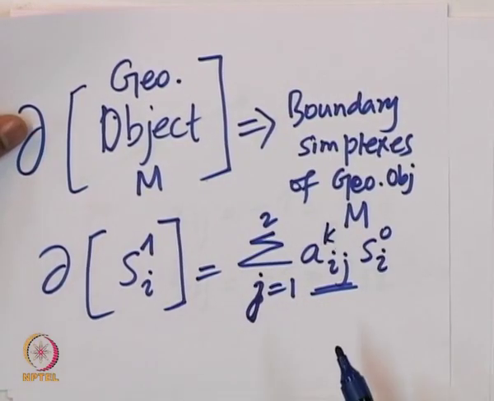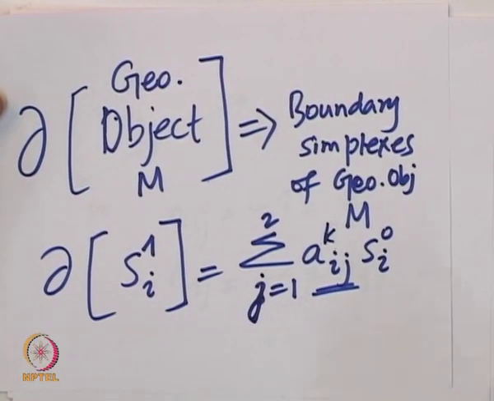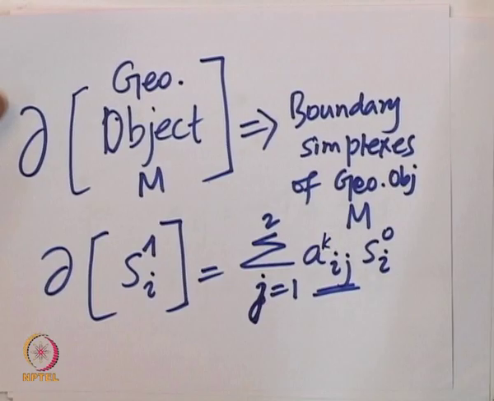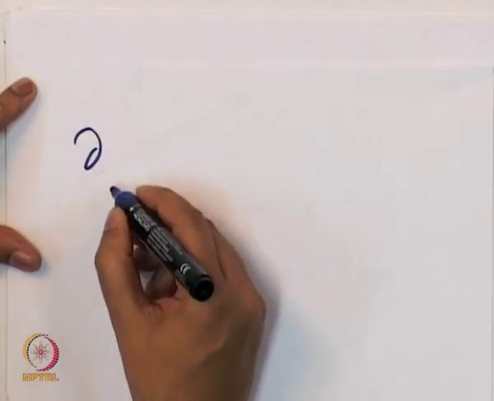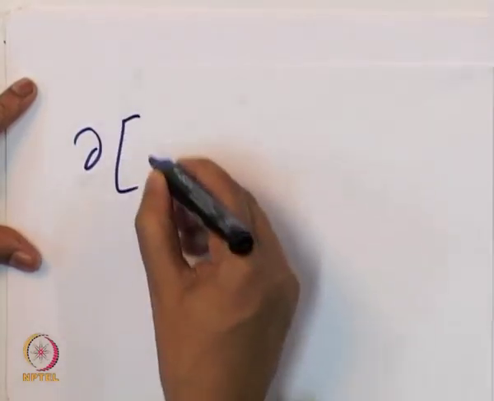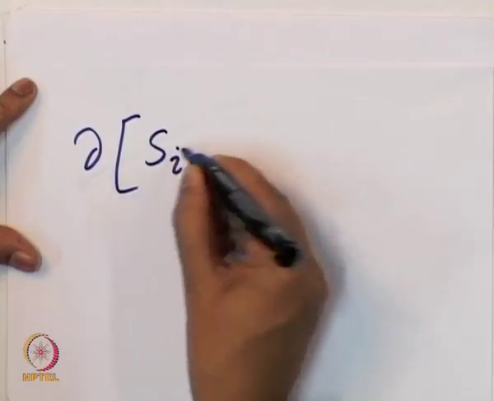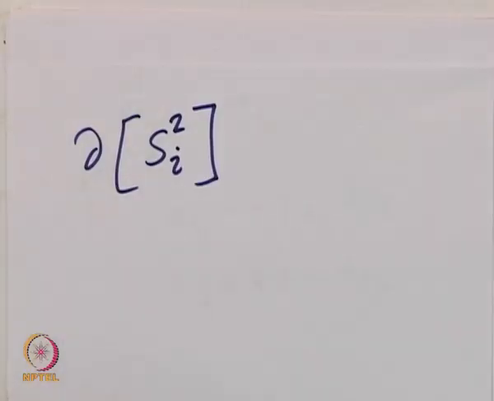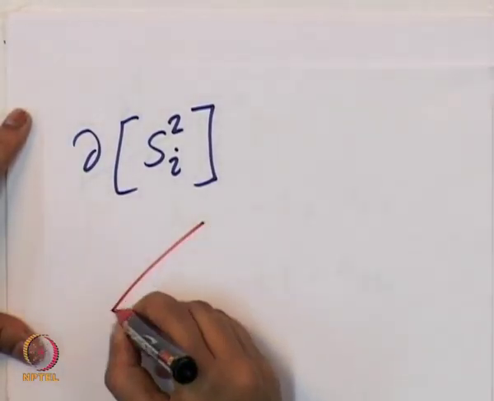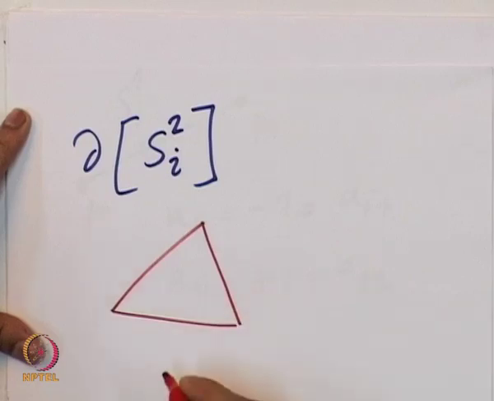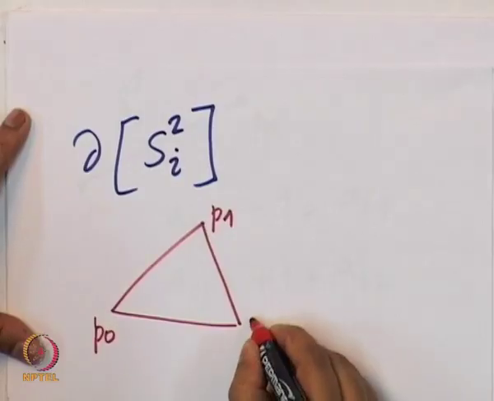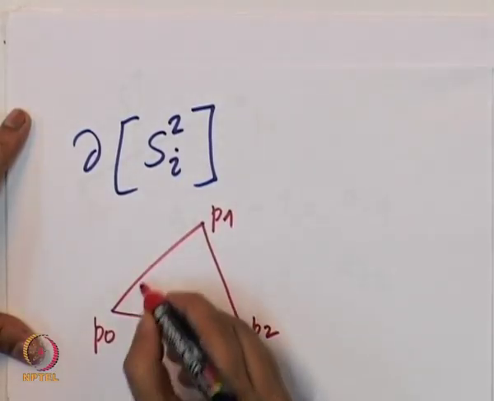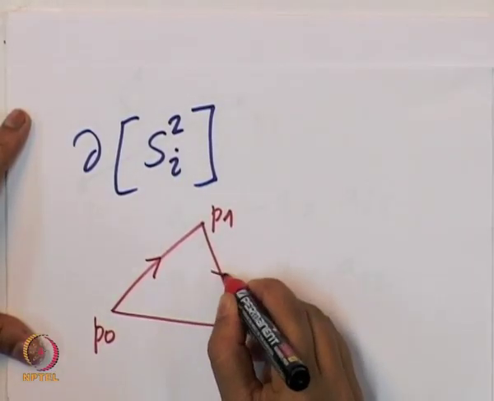So let us take the case where we are interested in looking at a 2 simplex boundary operator. So let us say we have a boundary operator operating on a 2 simplex written like this, and let us say the 2 simplex has coordinates like this. P0, P1, P2, and let us assume that the orientations are like this.